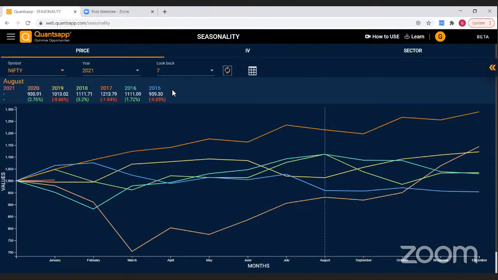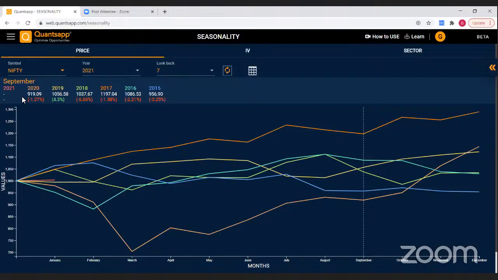You can see the deviation which are coming, that 19, 17, 15. You can see the pattern which are building up, that Nifty returns from July to August get deviated. Then if I say September, this is the September seasonality of the last 7 years for the Nifty.